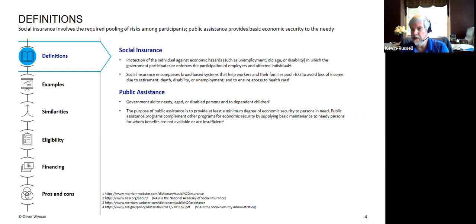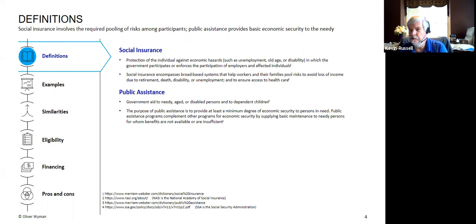Now, from the National Academy of Social Insurance, their definition says social insurance encompasses broad-based systems that help workers and their families pool risk to avoid loss of income due to retirement, death, disability, or unemployment, and to ensure access to health care. Now, this definition is from a US-based organization. There can be programs in other countries that require social insurance participation from individuals other than those who are employed.